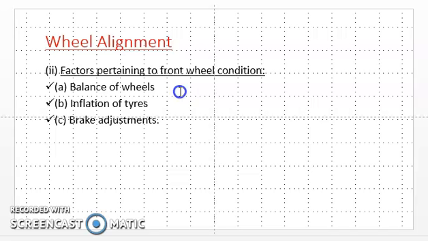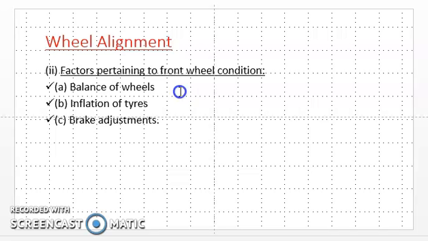And second is thrust angle. Thrust angle is the angle made by the thrust line with the longitudinal center line of the vehicle. It is basically for the rear wheels or rear axle. And if this angle is not zero, at that time the steering will not be in center.